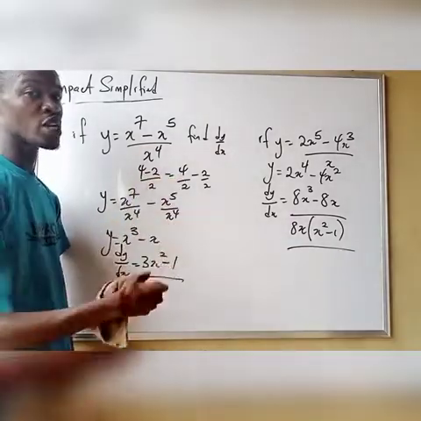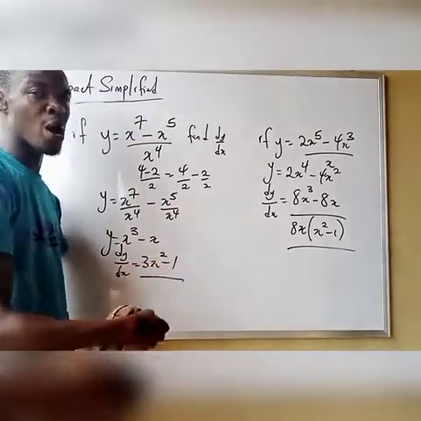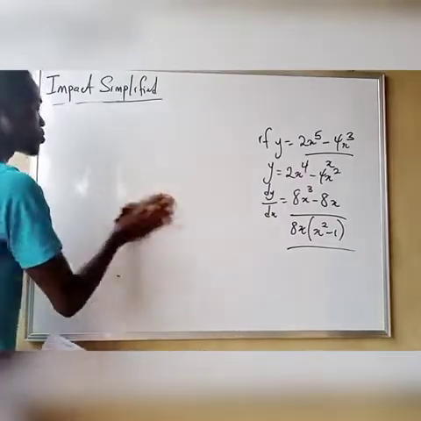A(n)x to the power n minus 1. What is your a? Your differential of the bracket. What is your n? The power. What is the x? The bracket itself. Without wasting time, let's move on.